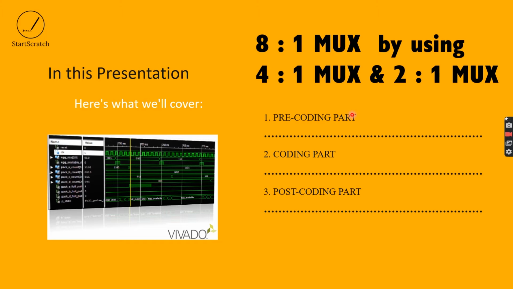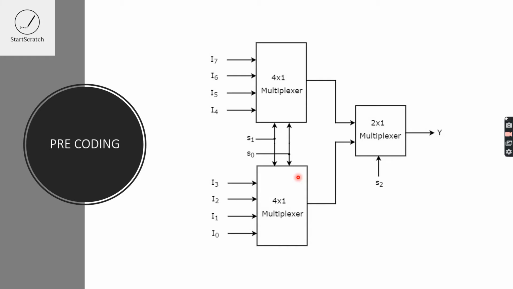And now, for better understanding, I split the video into three parts, that is pre-coding part, coding part and the post-coding part. Let's move to the pre-coding part. In the pre-coding part, you will be seeing the circuit diagram of the 8:1 multiplexer, which similarly has 8 inputs and 3 selection lines S0, S1 and S2 and a single output Y.